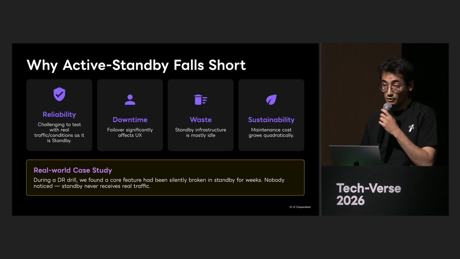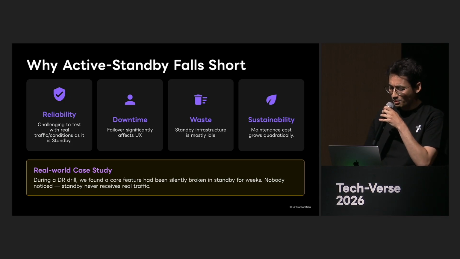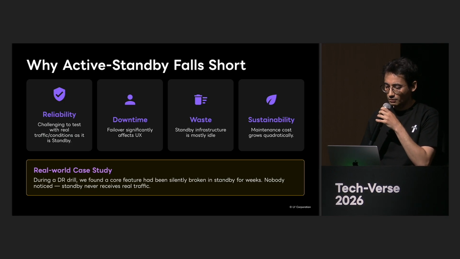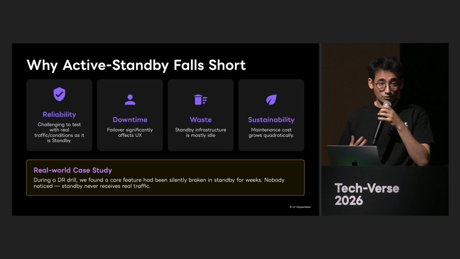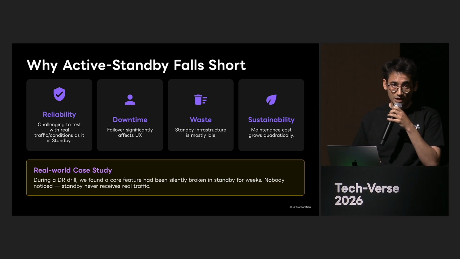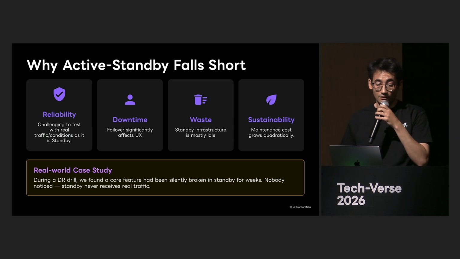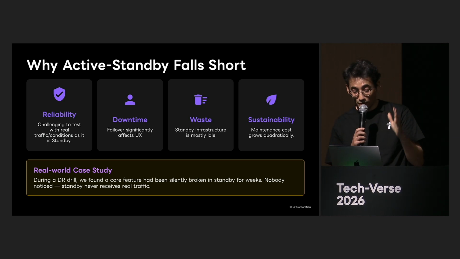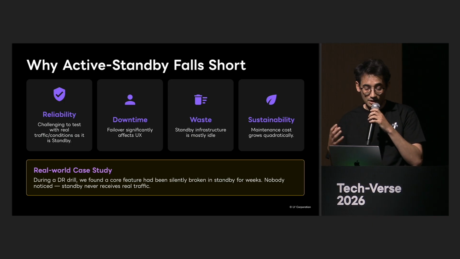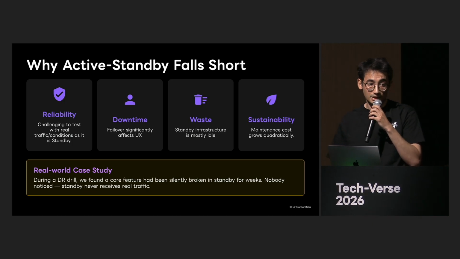Let me give you a real example. We perform regular disaster recovery drills where we simulate a whole data center failure and validate that things are still working. During one of these drills, we discovered a core feature had been broken in the standby for weeks. Nobody noticed because the standby never receives real traffic. So here's the fundamental problem. The standby is invisible. It cannot be tested under real conditions, so it degrades silently.